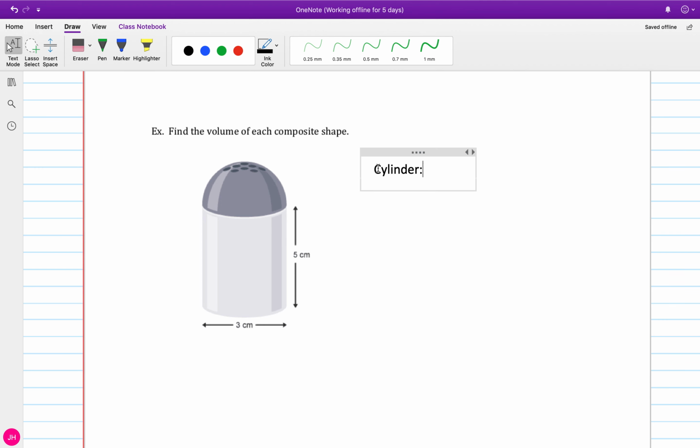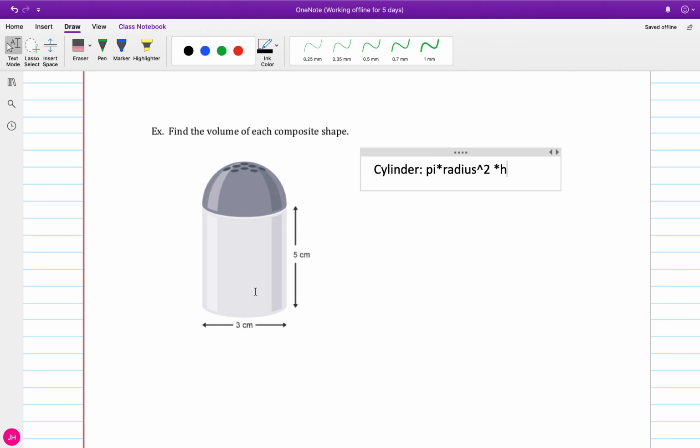So for a cylinder, the equation is pi, and then it's our radius squared, and then that's going to be times our height. So pi times radius squared times our height. And I'm going to want my answers left as pi. So make sure and leave that pi in there.